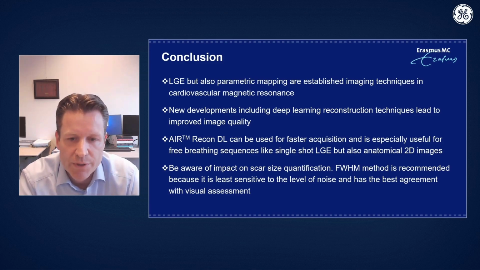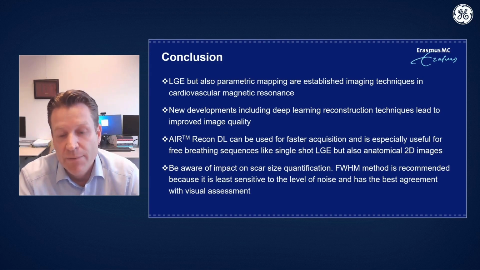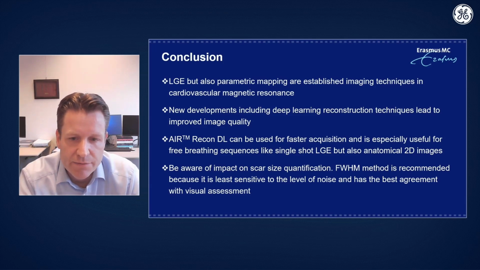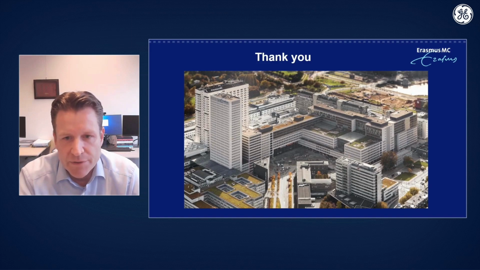And I think it's important to note this, especially if you're going to use it in studies or look at images from different sites. So I think the full width half maximum method is recommended because it's least sensitive to the level of noise and has the best agreement with visual assessment. Okay, thank you very much for your attention.